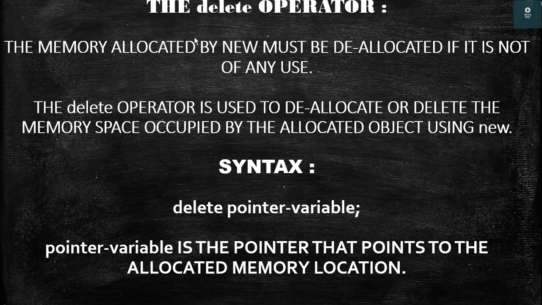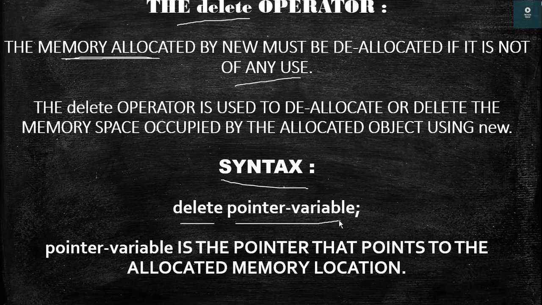Okay, now we'll see the delete operator. The memory allocated by new must be deallocated if it is not of any use. So we use the new operator to allocate the memory, and to deallocate, that is to delete the memory, we use the delete operator. The syntax is here. Write the delete keyword first, then a space, and then the pointer variable name. That's it. The pointer variable is the pointer that points to the allocated memory location.